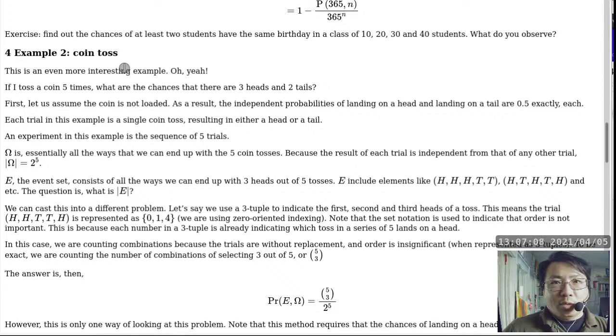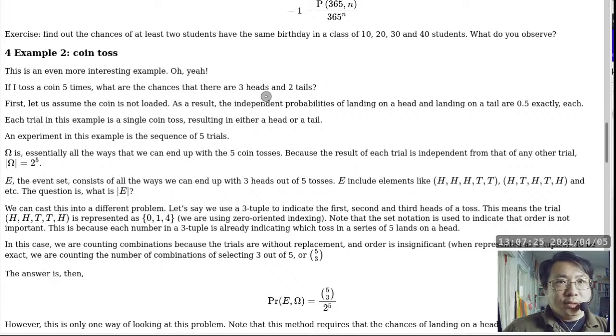Now we're going to move on to section 4 that talks about when we toss a coin, what are the chances of such and such. In this case I'm using a very concrete example. If I toss a coin exactly 5 times, what are the chances that there are 3 heads and 2 tails out of the 5 tosses?